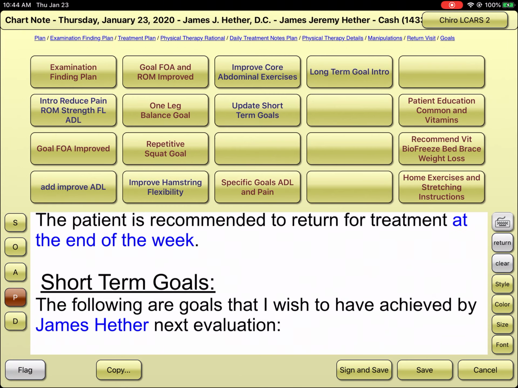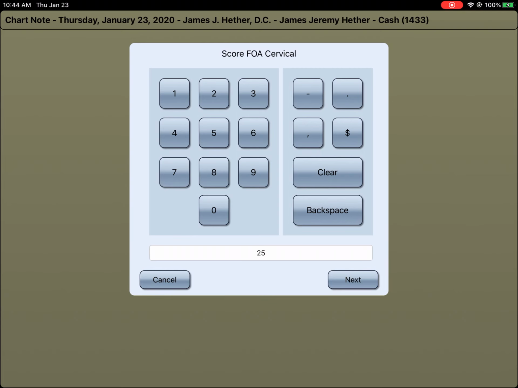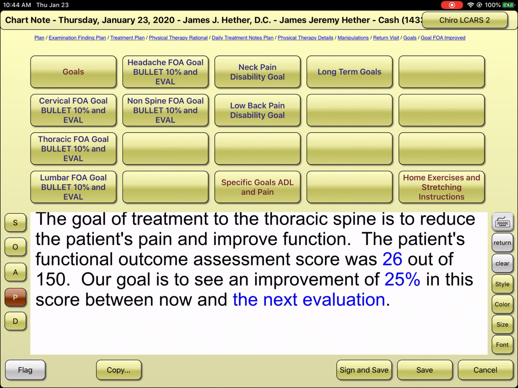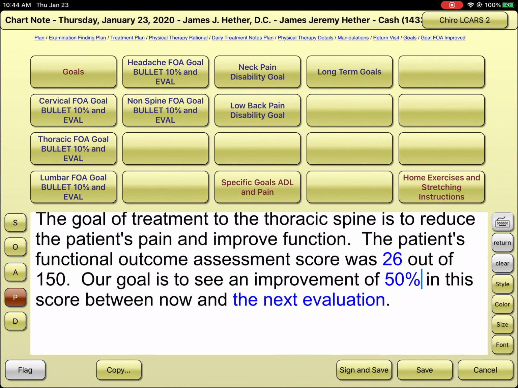From there, they're not missing any work. And our goals, again, for the cervical, they scored 25. We want to see at least a 25% reduction within the time frame of that. We can change that 25 if you wanted to for 50. I just have 25 down as my default goal.